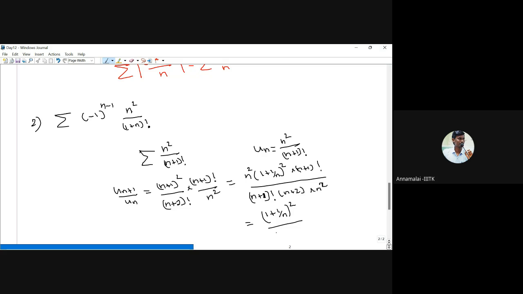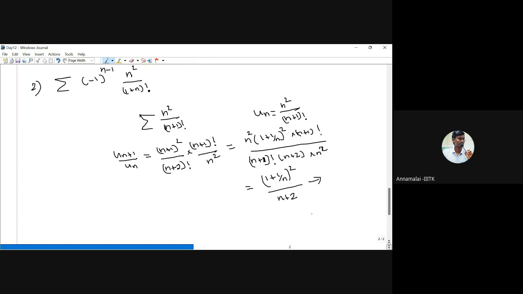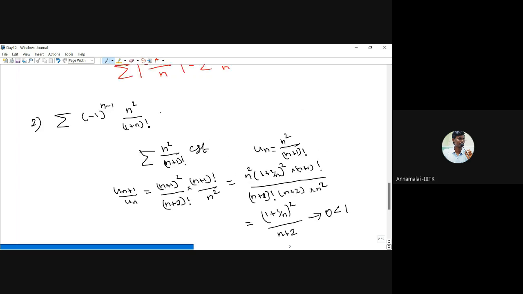Did I make any mistake? Okay, n plus 2. Now, as n goes to infinity, where does this go? In the numerator, we have 1, because 1 by n goes to 0, so 1 plus 1 by n goes to 1. But in the denominator, it goes to 0, because it is like 1 by n plus 2. Therefore, it converges to 0. But 0 is less than 1. By the ratio test, this series is convergent. Since this series is convergent, therefore, the given series is absolutely convergent.